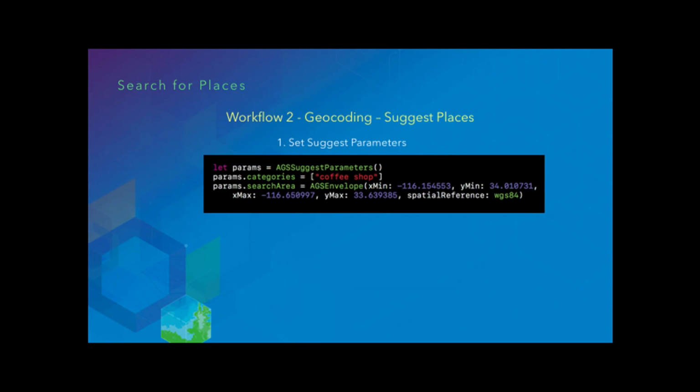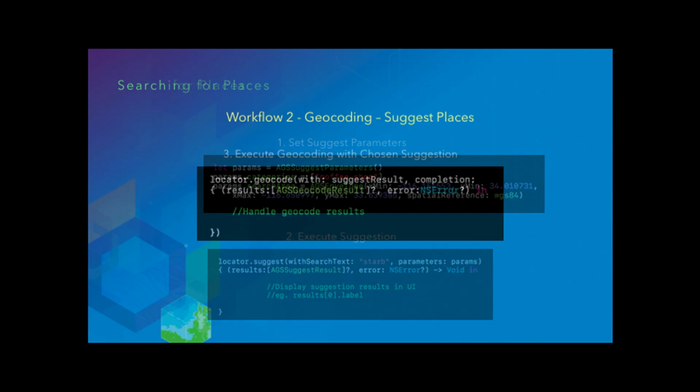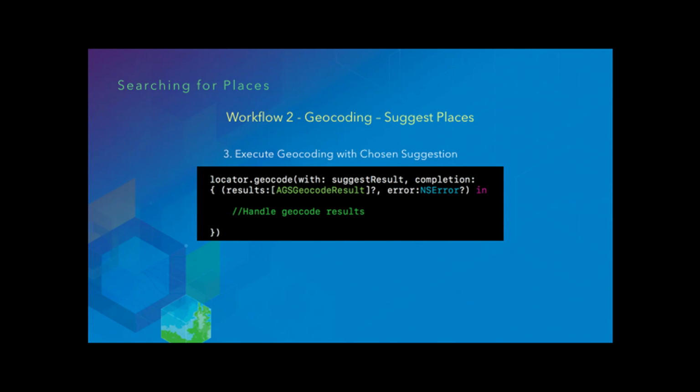However, in many cases, users might want to see suggestions as they type in the search text field. The SDK supports this workflow also. So for this, you first need to define some suggest parameters like categories or search area where to suggest. Then you would execute the suggest operation as the user is typing in the text field. Note that the results of suggest are different from geocoding results. So when the user actually picks a suggestion from the list, you would need to call geocoding with the chosen suggestion and get the geocoding results.